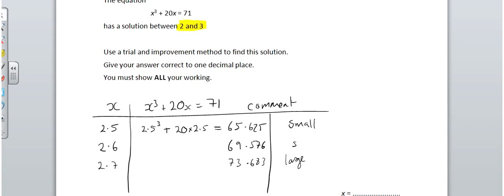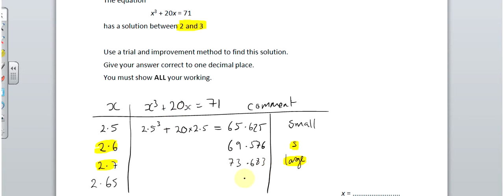Now, all we need to do now to get the last marks is do the midpoint of those two numbers, because we know that the answer has got to be in between 2.6 and 2.7, because 2.6 is too small and 2.7 is too large. So in order to get all of our marks, we now need to do 2.65. And I'll explain why that is, but even if you don't understand it, it's very important you do it if you want to get all the marks for these questions.